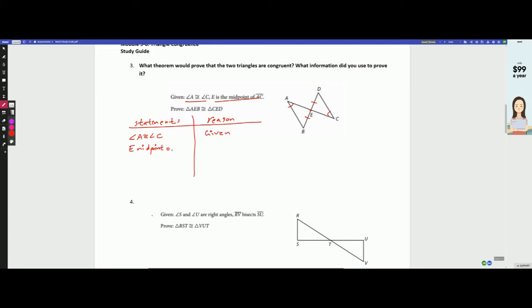of AC. Again, that was given. How nice of them. And then I immediately was like, wait, that means that BE, okay, is going to be congruent to DE.